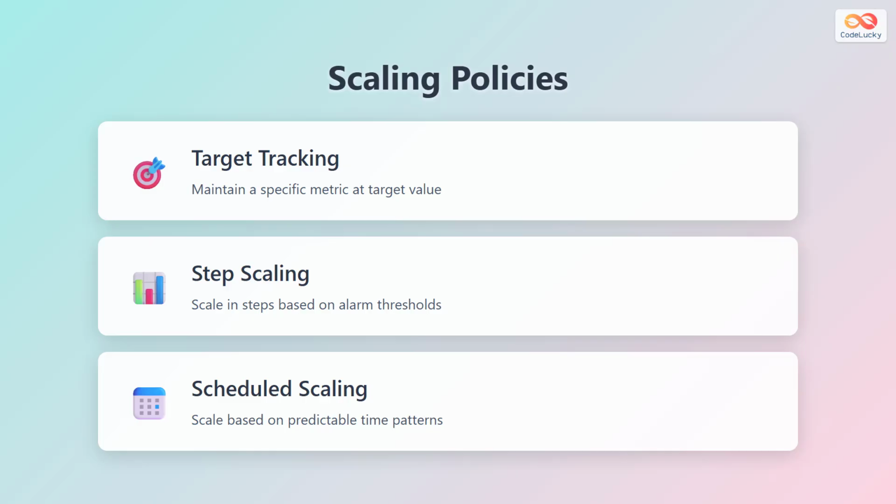There are three main types of scaling policies you can implement. Target tracking automatically maintains a specific metric at your desired target value, such as keeping CPU utilization at 70%. Step scaling adjusts capacity in predefined steps based on alarm thresholds, allowing for gradual changes. Scheduled scaling provisions resources based on predictable time patterns, such as increased traffic during business hours or seasonal peaks. Each policy type serves different use cases and can be combined for optimal results.